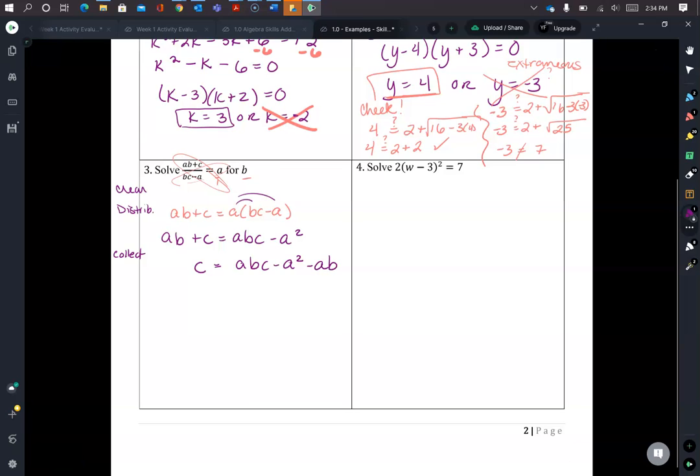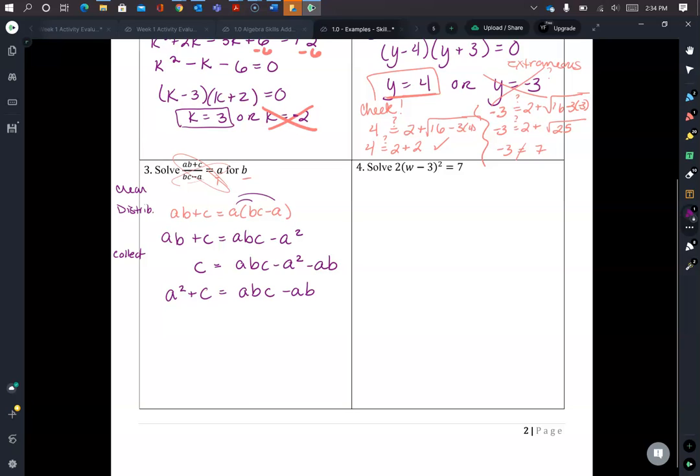That way I can now start to rearrange things. So I'm going to add a squared to the left-hand side. So I end up with a squared + c. You could do this a couple of different ways, but this is just how I'm going about it. And then I have abc - ab. And at this point, then I can factor out a b.